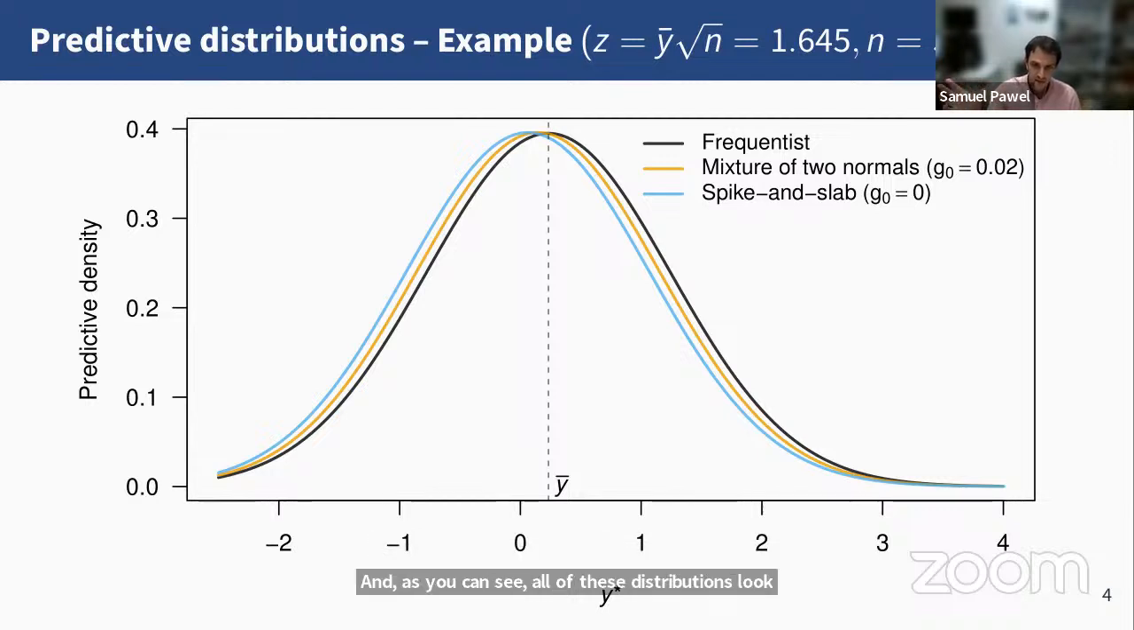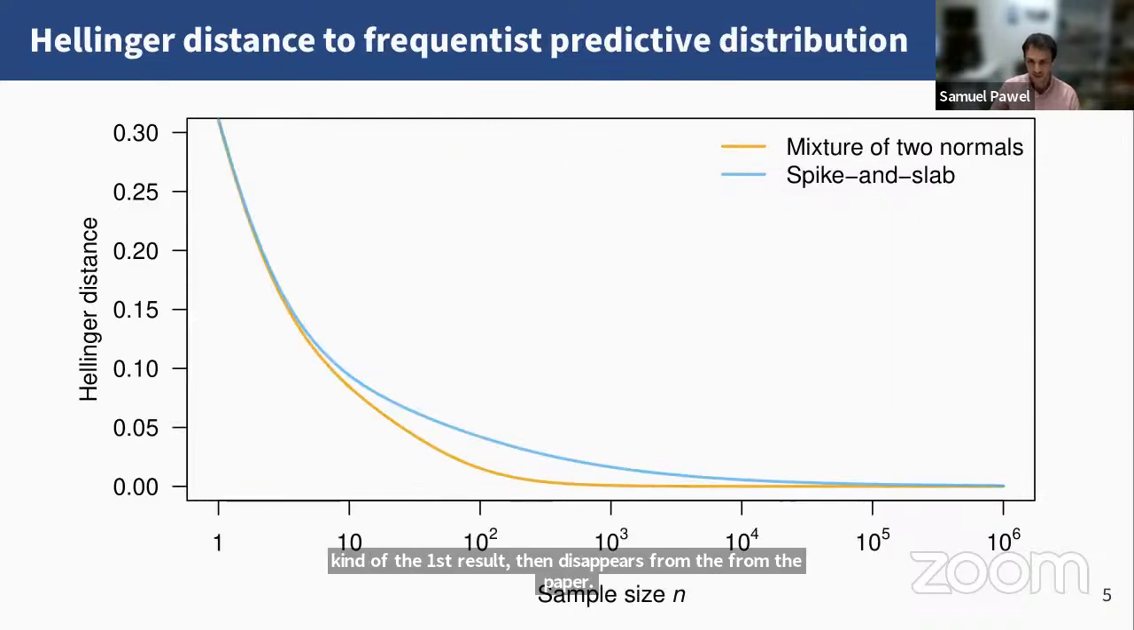The frequentist distribution is centered exactly on the observed mean, while the others are slightly shrunken towards 0. And very importantly, there is no discontinuity anymore. And so these distributions are well behaved, and we can derive a prediction interval at any level of interest that we want. So the first result disappears from the paper. And now I hand again to Leo.